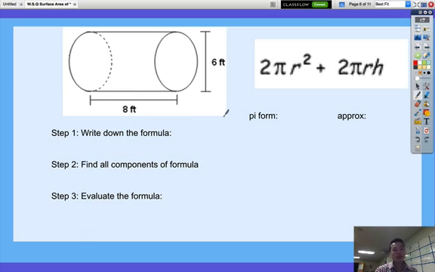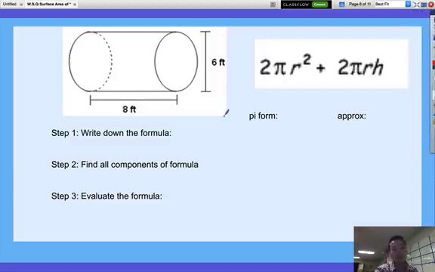Okay, so let's jump right in. First thing we always do is write down the formula. That's step one. Now this is one that I want you to write down as well, the 3 steps. Just like when we did with circles and finding surface area and volume, we also need to find its pi form, or what we call exact form. So pi form is the same thing as saying exact form. That was basically you have the pi symbol in your answer, and then approximation means you would use 3.14.